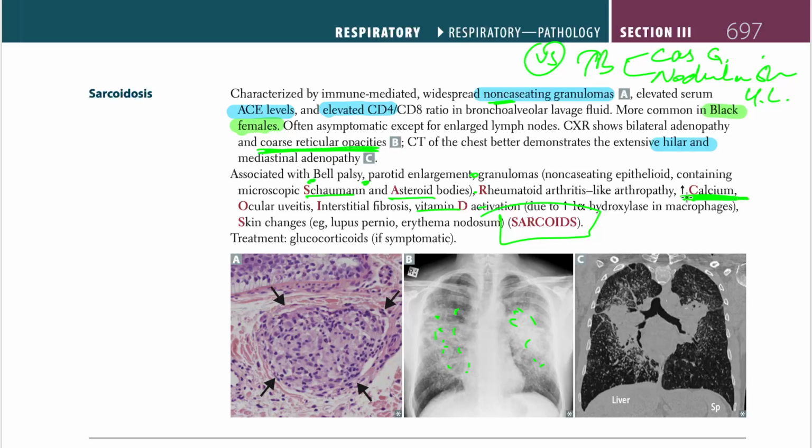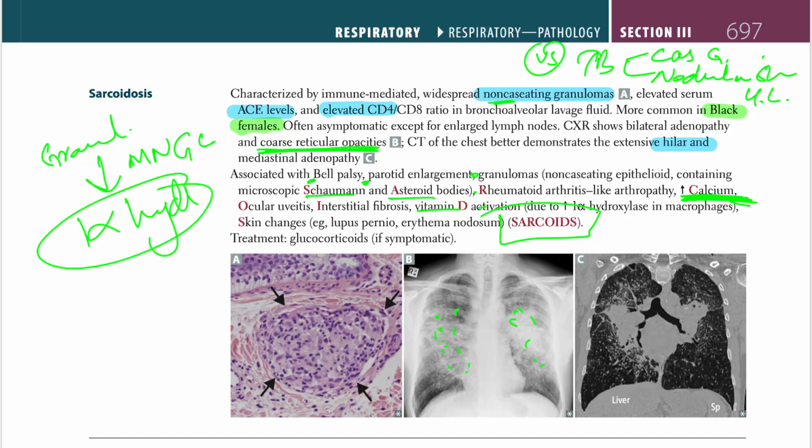But why do we have increased calcium here? That's important. A lot of questions are just on increase in calcium. So we have increase in calcium in all granulomatous diseases because those multinucleated giant cells make 1-alpha hydroxylase enzyme. And that 1-alpha hydroxylase converts the inactive vitamin D to active vitamin D. And that is in your biochem section, by the way.